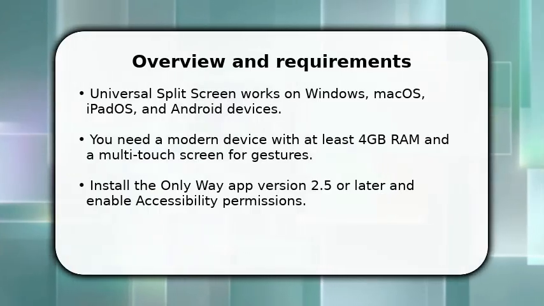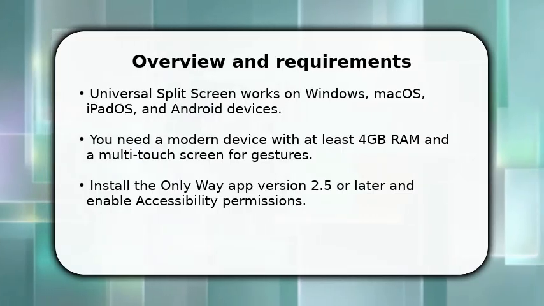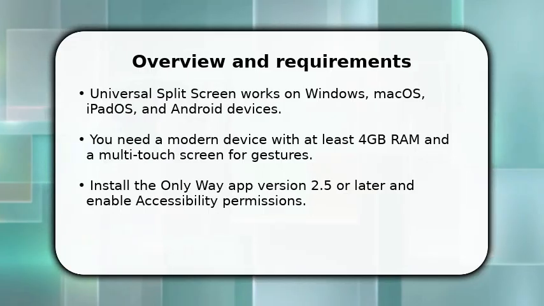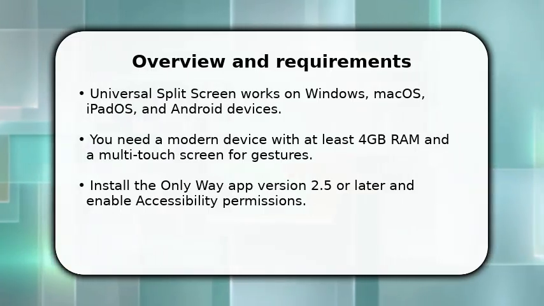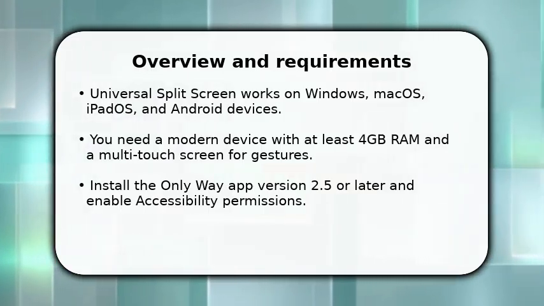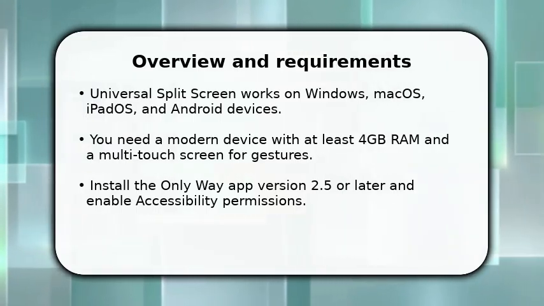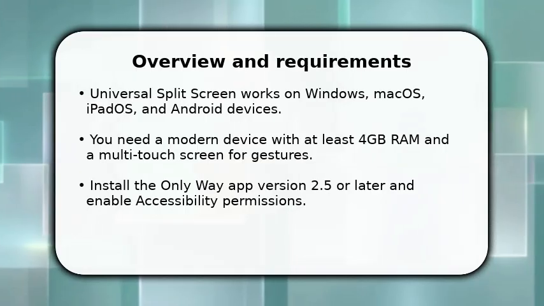Universal Split Screen works across Windows, Mac OS, iPad OS, and Android devices today. It creates tiled layouts for 2 or more apps side by side. This tutorial assumes you install the Only Way app on each device. You must run version 2.5 or later to follow these steps.